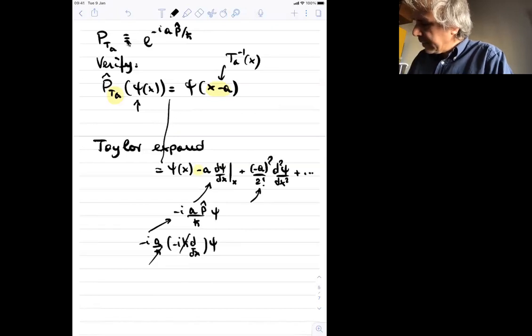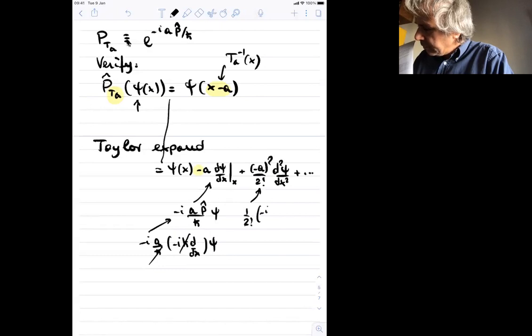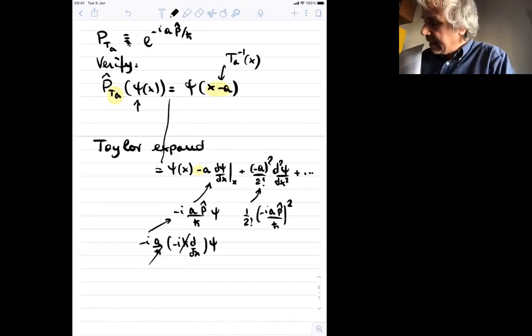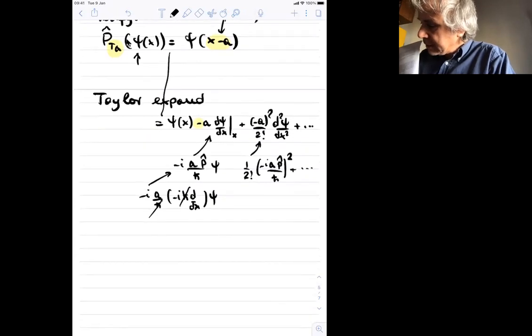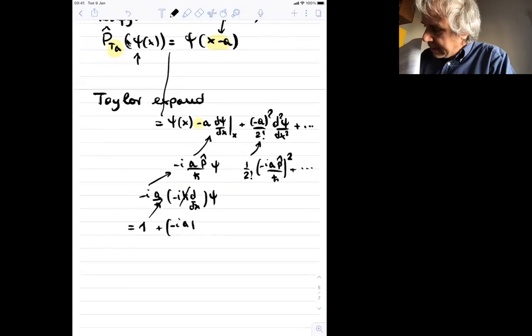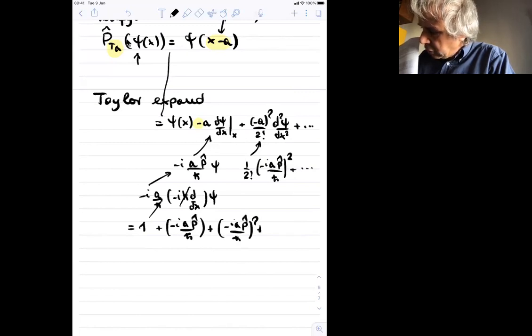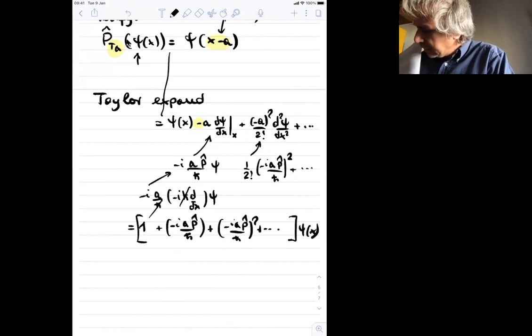In a similar way, you can prove that this object is nothing but 1 over 2 factorial, the application of this operator twice, because it's a second derivative. You iterate the first derivative and you get the second derivative. And this is true for all terms. So in fact, this object is equal to 1 plus the operator minus a p over h bar, plus its square, plus all powers, applied to the function psi of x. And at that point, it's immediate to conclude that this is in fact the exponential of this operator, applied to the function psi of x. Is it clear?